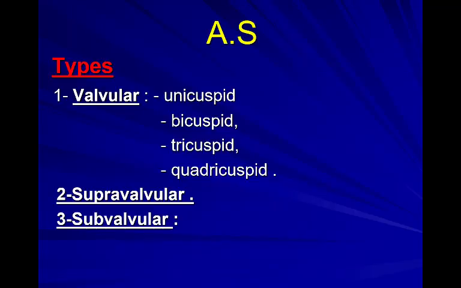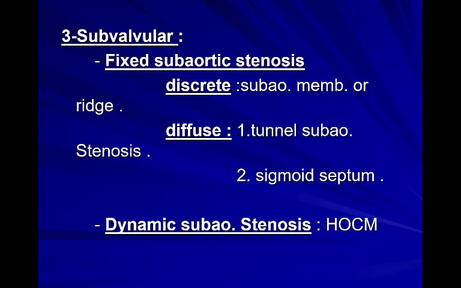Aortic stenosis. Types of aortic stenosis: valvular aortic stenosis, including unicuspid, bicuspid, tricuspid, and quadricuspid aortic valve; supravalvular aortic stenosis; and lastly subaortic stenosis. Subaortic stenosis is further subdivided into fixed subaortic stenosis, in the form of a discrete subaortic membrane or subaortic ridge, or diffuse subaortic stenosis, in the form of tunnel subaortic stenosis or sigmoid septum, and finally dynamic subaortic stenosis, which is hypertrophic obstructive cardiomyopathy.